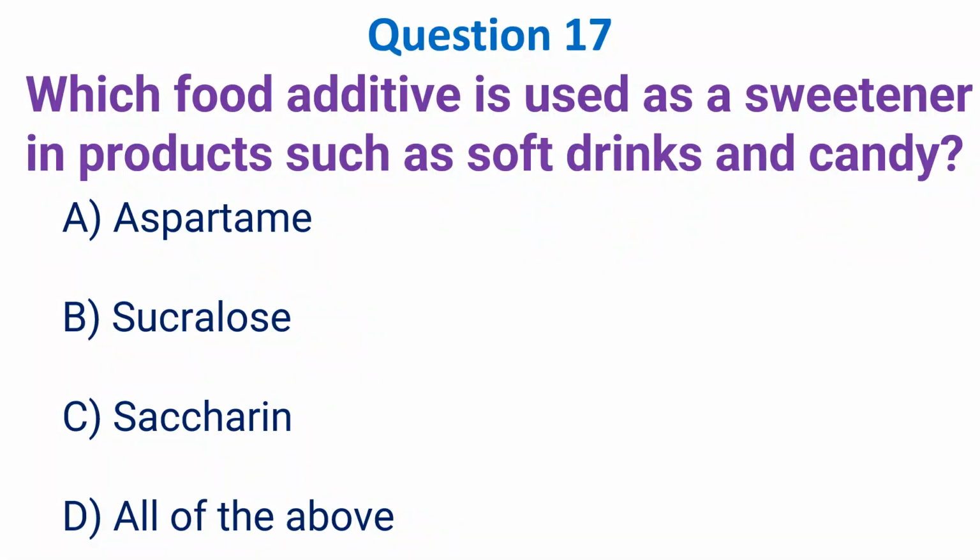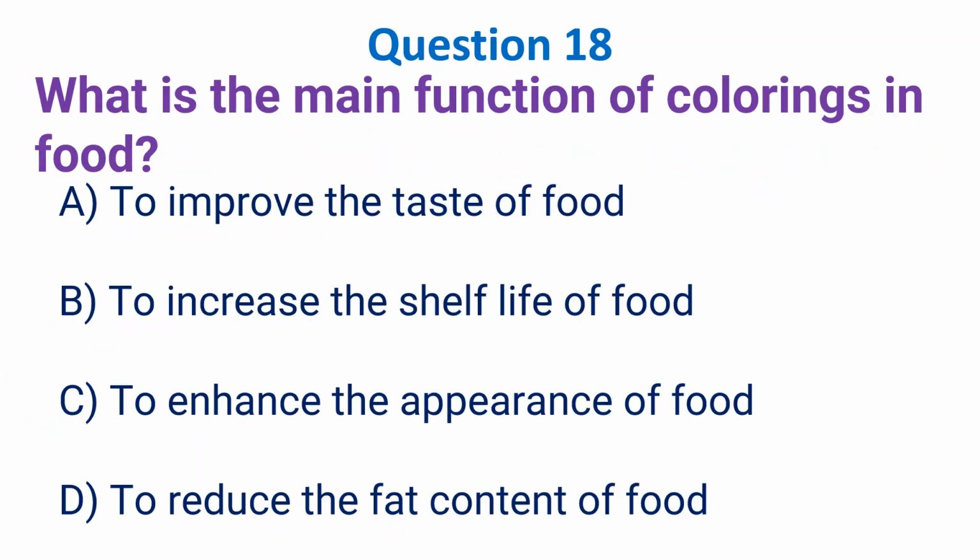Question number 17. Which food additive is used as a sweetener in products such as soft drinks and candy? Options are option A aspartame, option B sucralose, option C saccharin, option D all of the above. Correct answer is option C saccharin. Question number 18. What is the main function of the colorings in the food? Options are option A to improve the taste, option B to increase the shelf life, option C to enhance the appearance, option D to reduce the fat content. Correct answer is option C to enhance the appearance of the food.